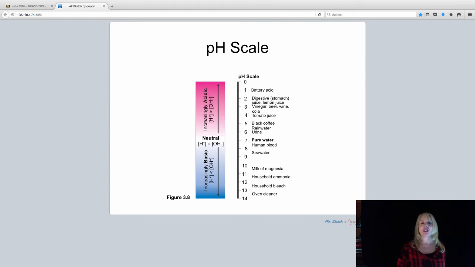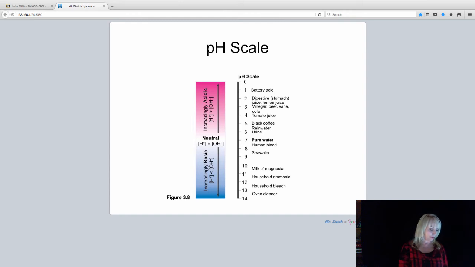All right, now the pH scale. So I don't know if you've ever taken care of a swimming pool or a hot tub or a fish tank. If you have, then the pH scale is very important. Now you can buy little pieces of paper and you dip it into the water and it will tell you by the color change whether it is an acid or a base.